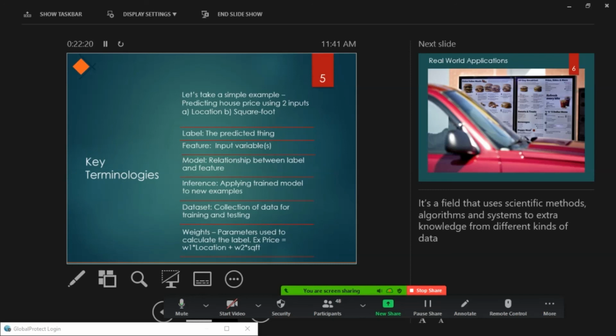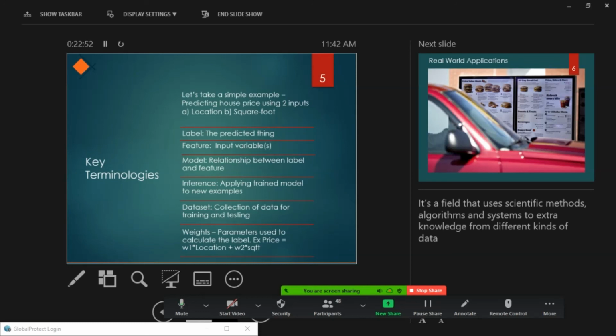Model is the relationship between the input and output. What is the model here? This is just the equation. The price is this one plus this two. The model that we are coming up with is the relationship between the label and the features. Inference is testing your model on new examples. You give an unseen example to the model. What is the prediction it is making? That's inference, right? What are you inferring from a newer value?